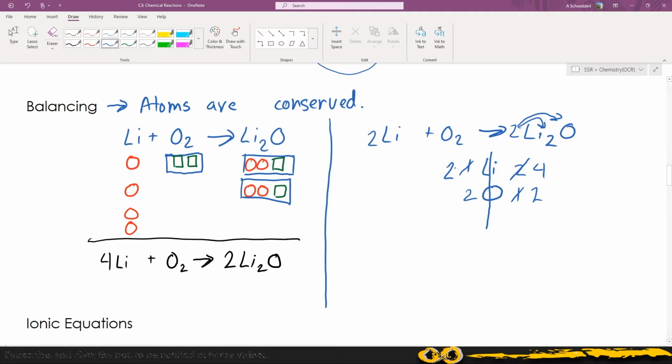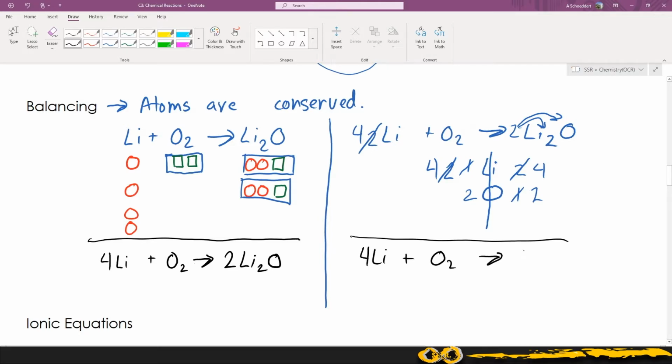Now we start back at the top checking again, and we see that the lithiums are out of balance. We need to get this to 4, so we change that to 4, and we reflect those changes in our list. Those changes do not affect the oxygens, and they remain in balance. We can then go and write our final answer in, that 4 lithiums were reacting with oxygen in order to produce 2 lithium oxide molecules.